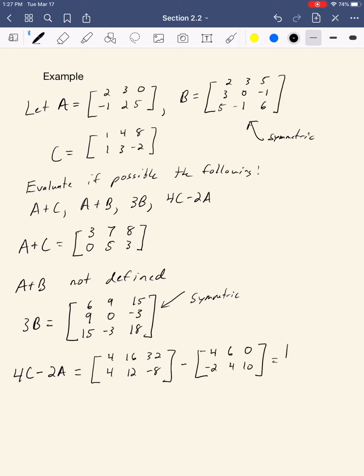Then we can go ahead and do that subtraction. So we get 4 minus 4 is going to be 0, 16 minus 6 is going to be 10, 32 minus 0 is going to be 32. 4 minus negative 2 is going to be 6, 12 minus 4 is going to be 8, and negative 8 minus 10 is going to be negative 18. And so there's our matrix, 4C minus 2A.